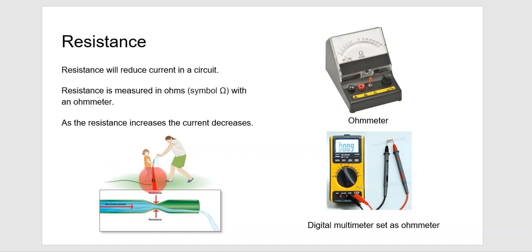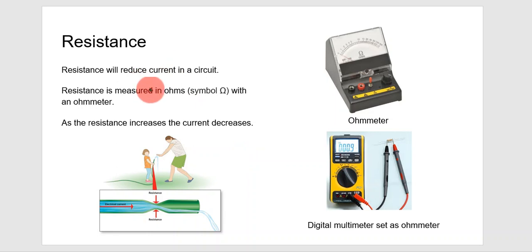The amount of water that's flowing through the pipe is like the current, and then the resistance is like if you start to kink the pipe or bend the pipe a little bit, what will happen is it will reduce the flow of the water through the pipe. So that's kind of like what resistance does. As resistance goes up, it reduces the flow of electrons through the conducting material.